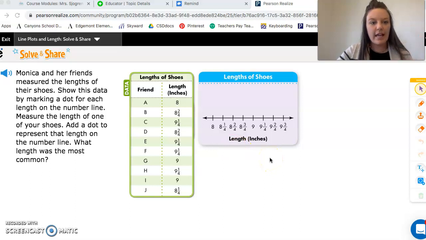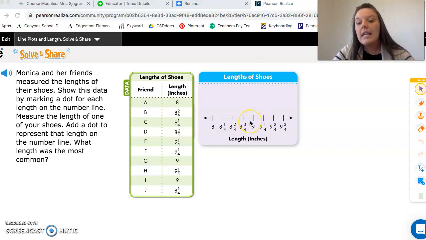So we're going to start today with a solve and share. The solve and share, if you have your math book at home, is on page 639. And if you don't, this on the computer screen is the same solve and share you would see there. So I'm going to read it first.